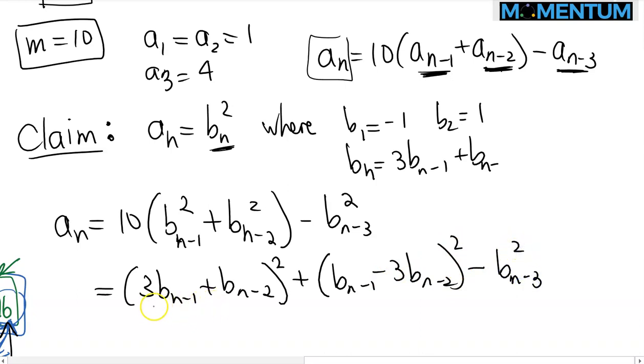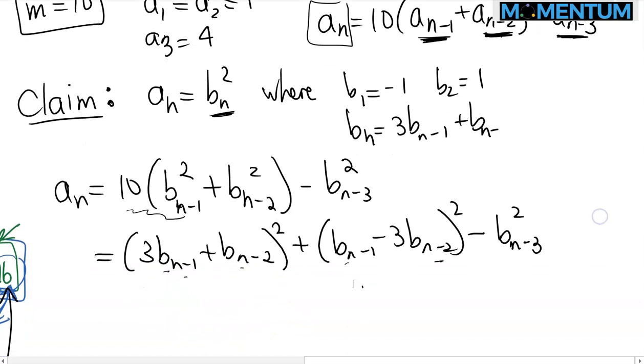Let's quickly check that. So we have 9b sub n minus 1 squared plus 1 more b sub n minus 1 squared, we will get 10b sub n minus 1 squared. Similarly, we will get 10b sub n minus 2 squared, and then the cross term, 2 times 3b sub n minus 1, b sub n minus 2, so 6b sub n minus 1, b sub n minus 2 here, and another 6b sub n minus 1, b sub n minus 2, except their signs are opposite, so perfect, they cancel each other, and so those two expressions are the same.